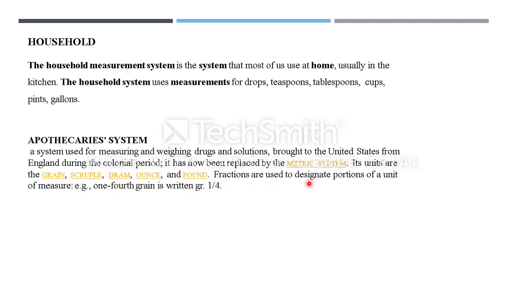Fractions are used to designate portions of units of measure. Example: 1/4 grain is written as grain 1 out of 4. So these are the three systems of drug measurement we have, but nowadays we've been using the metric system and the household system.